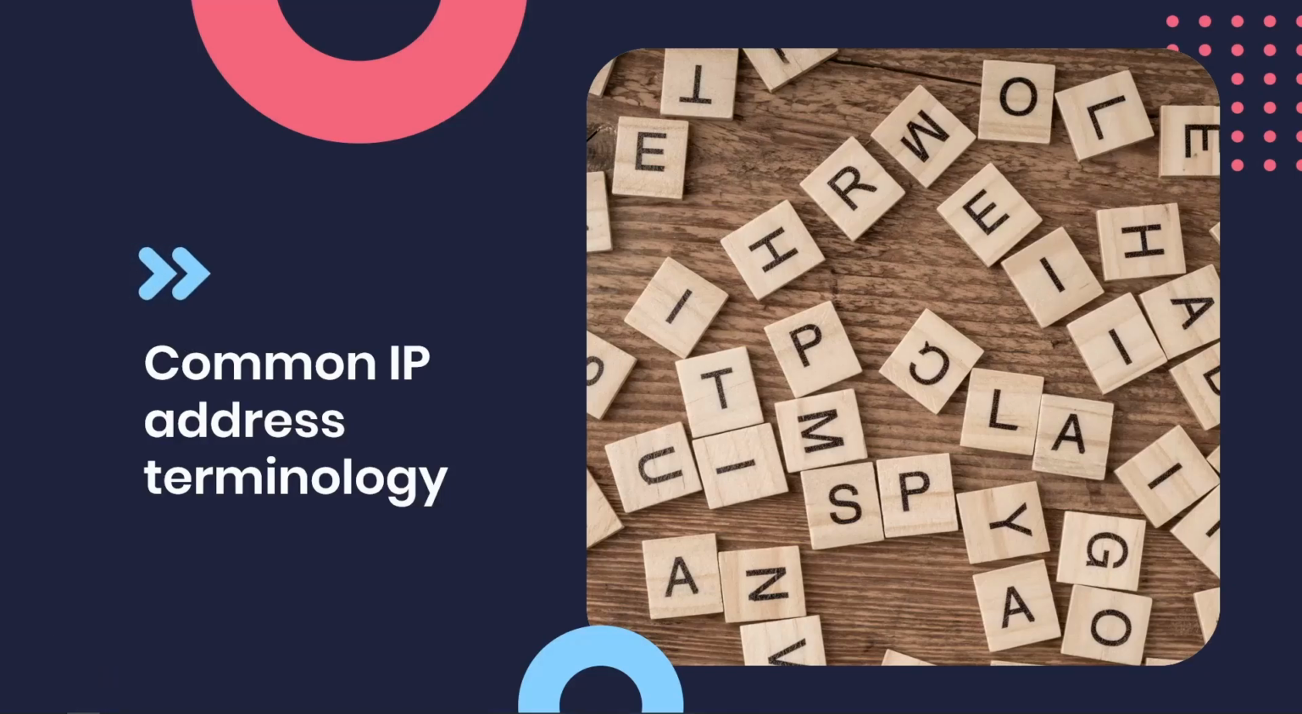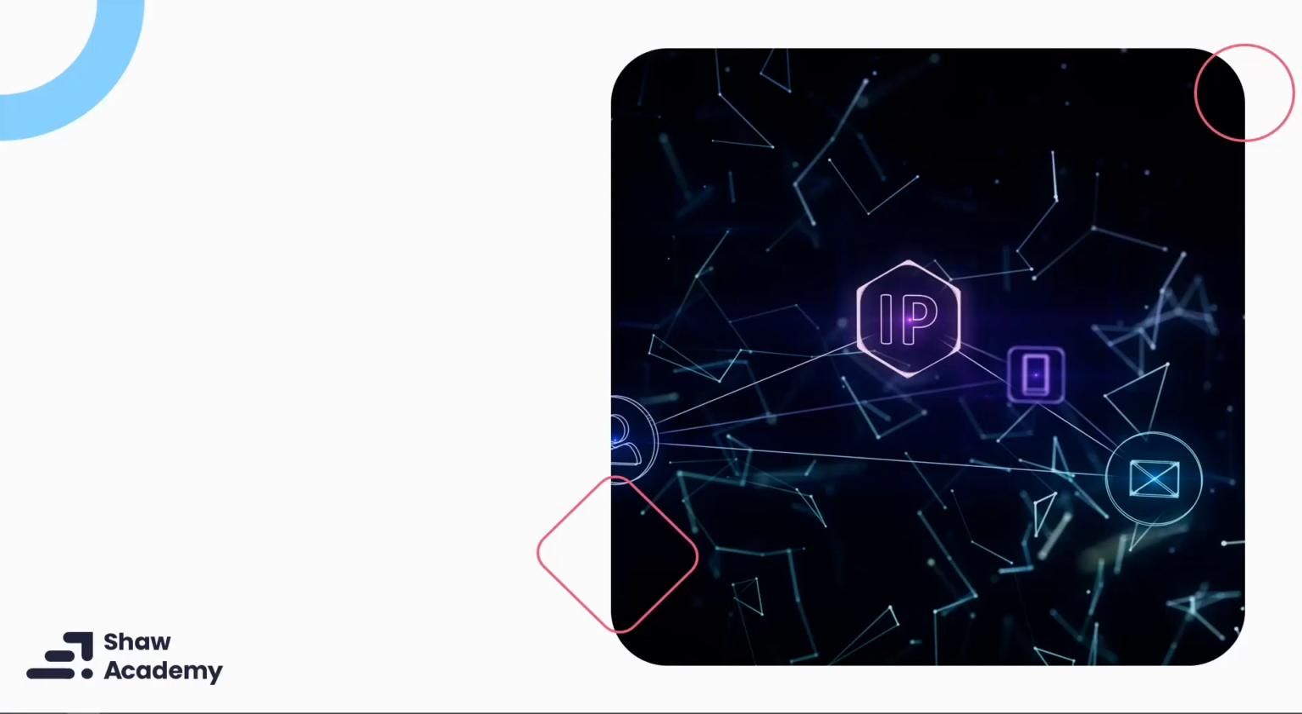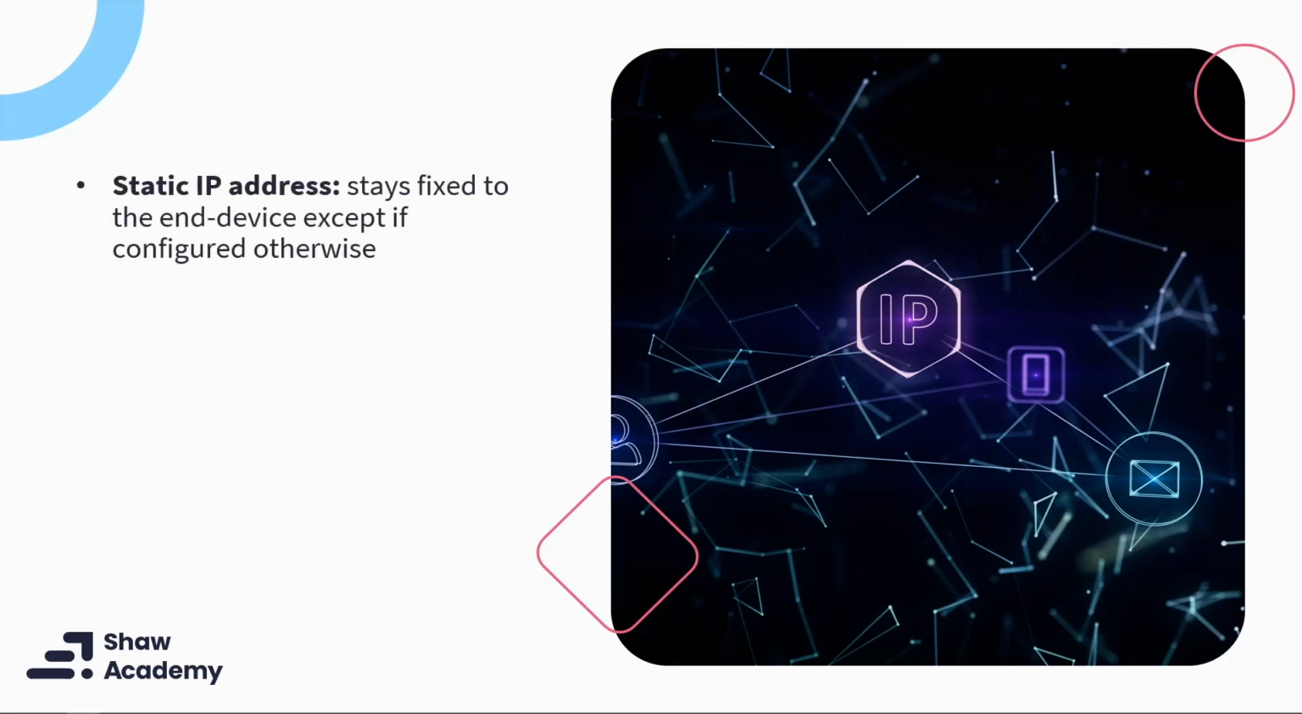When discussing IP configuration and IP addressing, there is common terminology that is used. We thought it would be useful to look at some of these terms. A static IP address. Now, static often means constant. This means the IP address never changes. It stays fixed to the end device, except if configured otherwise. An example would be the public IP that have been assigned to a WAN by the ISP.